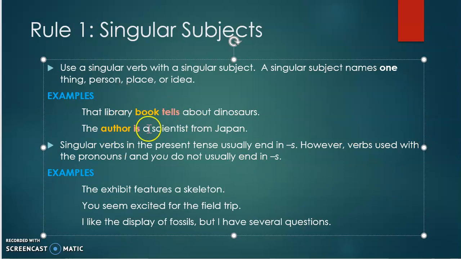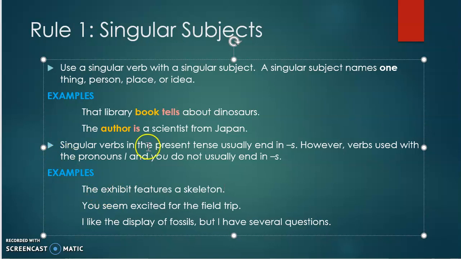Singular verb, tells, is. One way to tell that a verb is singular is that it ends with an S when it is in the present tense. Quite often, not always, but a lot of times, which is where I'm coming back to the word tells. It has that S at the end, which lets us know it's present tense and it's singular. Singular verbs in the present tense usually end in S. However, verbs with pronouns I and you do not usually end in S.